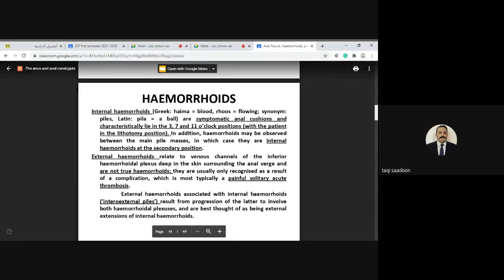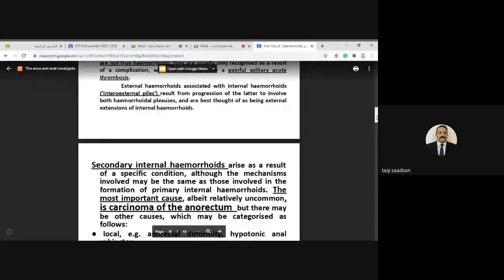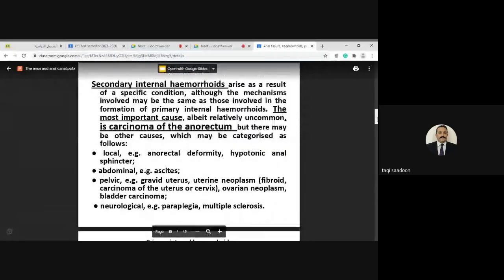The external hemorrhoid is not a true hemorrhoid. We call it a painful solitary acute thrombosis. Sometimes it becomes internal or external hemorrhoid. So secondary internal hemorrhoid arises as a result of a specific condition. Although the mechanism involved may be the same as those involved in the formation of primary internal hemorrhoid, the most important cause to exclude is carcinoma of the rectum. The hemorrhoid may be secondary to carcinoma of the rectum.